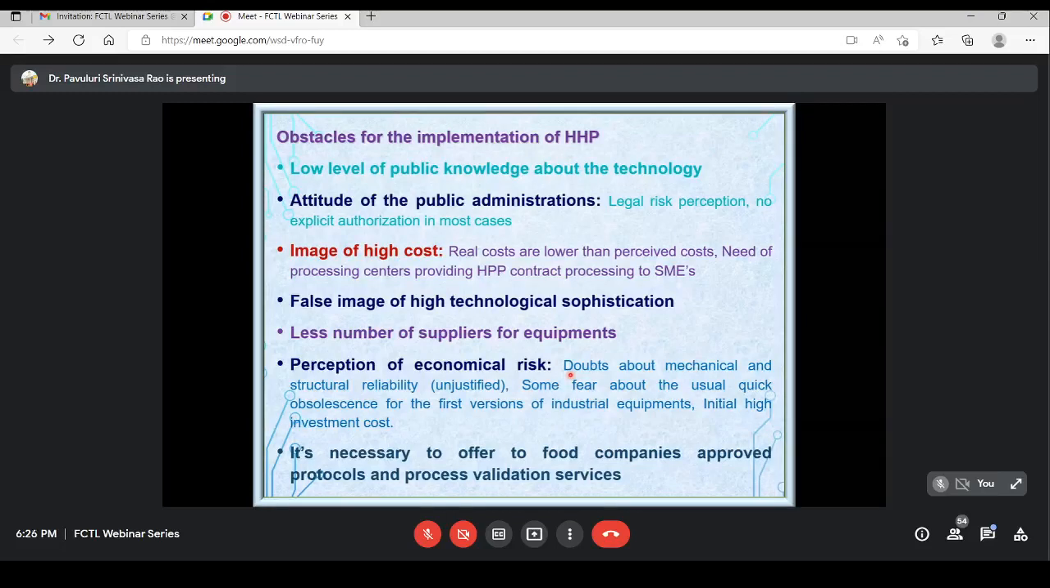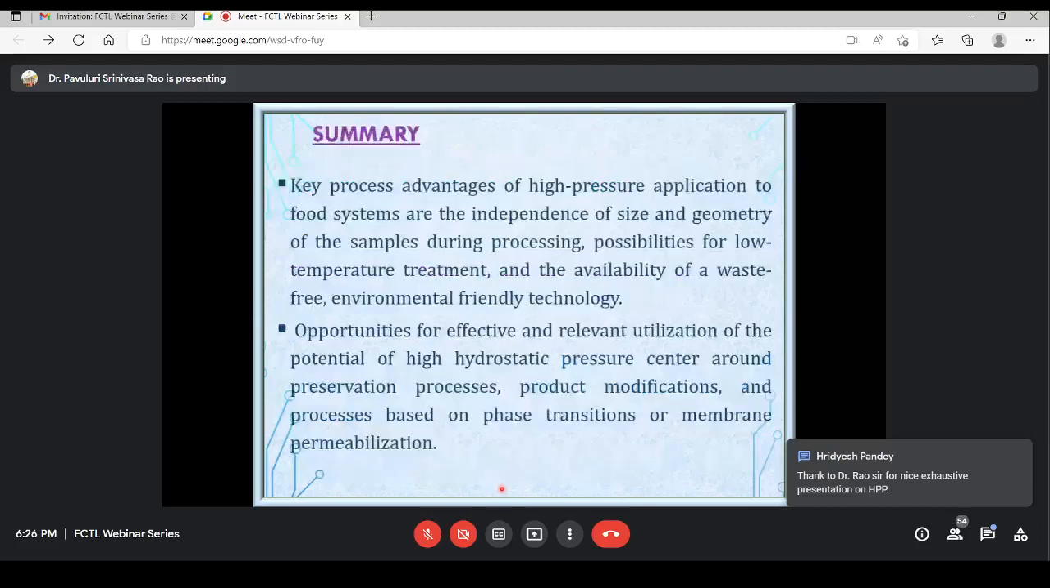So although in the last 5 to 10 years there was not much change in the configuration or the system capabilities as well as the specifications, people actually have such kind of obligations. So it is necessary to offer food companies approved protocols and process validation services, like an incubation center where they can come with their commodity, process it, and of course go for test marketing. That is one of the possibilities where fear in the industry can be removed.